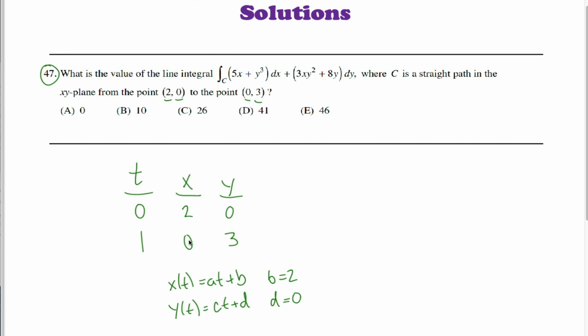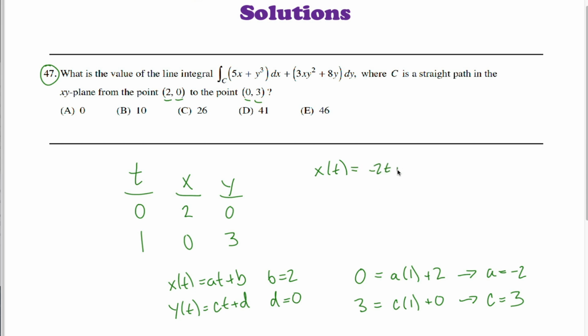When t is equal to 1, we need x to be equal to 0. So 0 must be equal to a times 1 plus 2. What I'm saying is that a must be equal to negative 2. Similarly, when t is equal to 1, y must be equal to 3. So 3 is equal to c times 1 plus 0. Looks like c is equal to 3. So one choice of parameterization, maybe the easiest choice, would be to let x of t be equal to negative 2t plus 2, and y of t be equal to 3t plus 0, or just 3t.